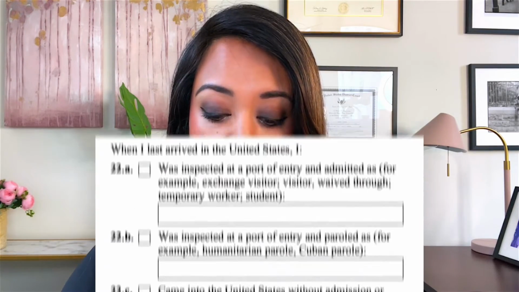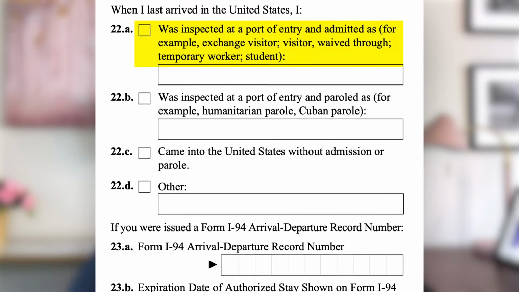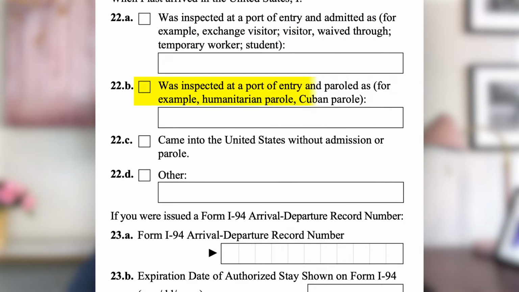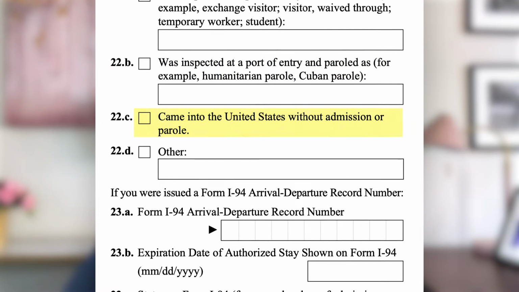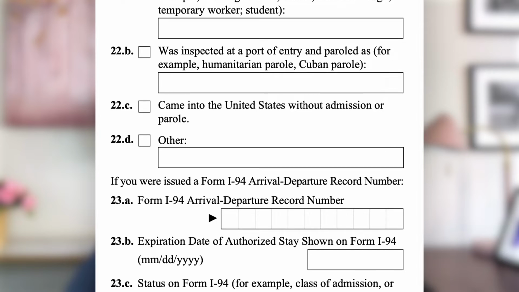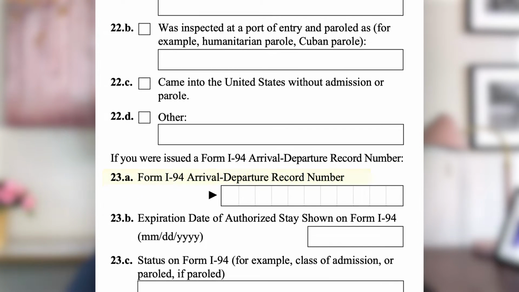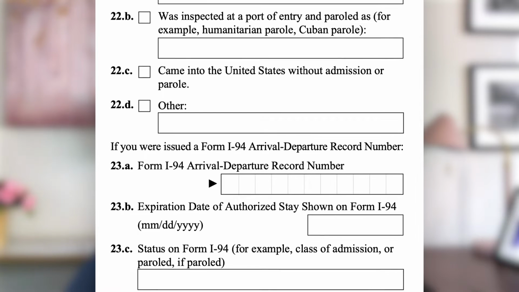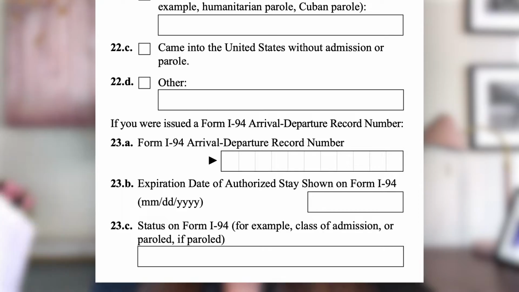Next, after putting down your date of arrival and the place where you arrived, you will be asked a series of questions about your manner of entry and whether you were inspected at a port of entry and admitted, or whether you were paroled, or whether you came into the US without admission or parole. Make sure to answer these questions truthfully, making sure to look up your I-94 number, which you may be able to look up online, or find it in a card inside your passport, and make sure to put down the date until which you were allowed to stay.